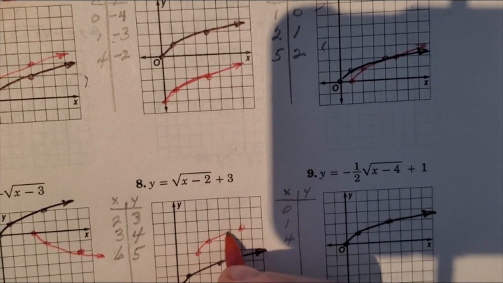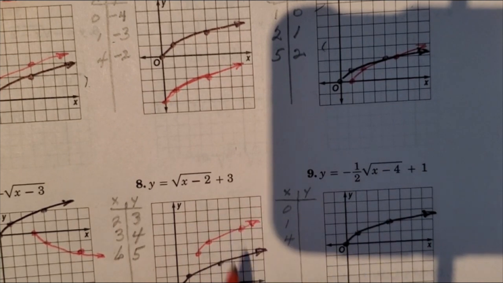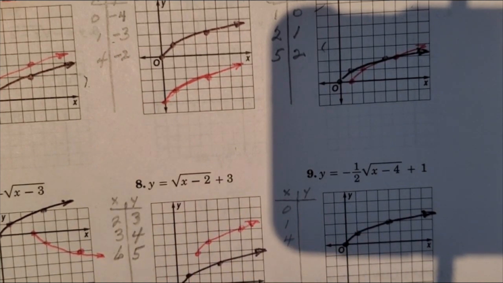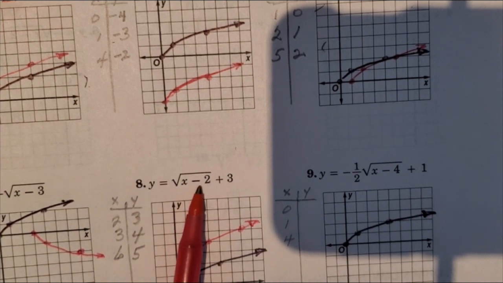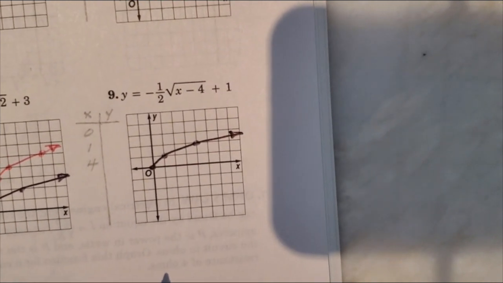I get this function right like that, which just moves this point right 2 and up 3, because that goes right 2, because it's x minus a positive 2, so right 2, and then that makes it go up 3. That's how that works. And lastly, let's finalize this last one.